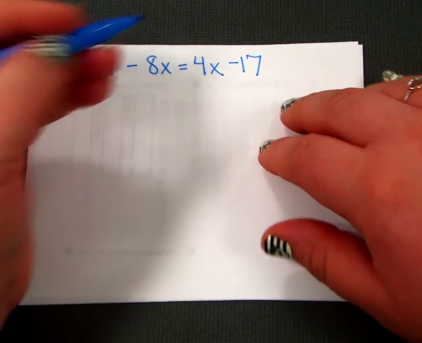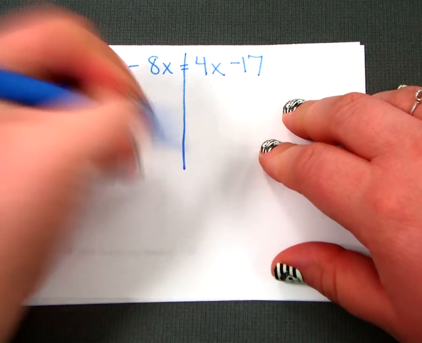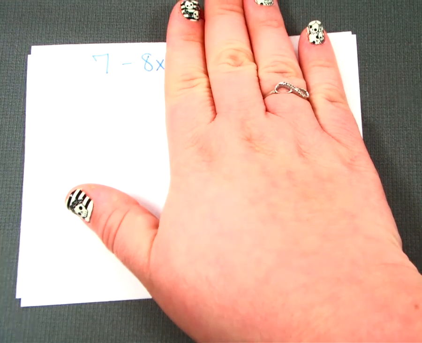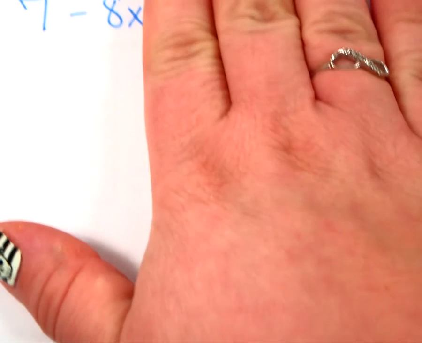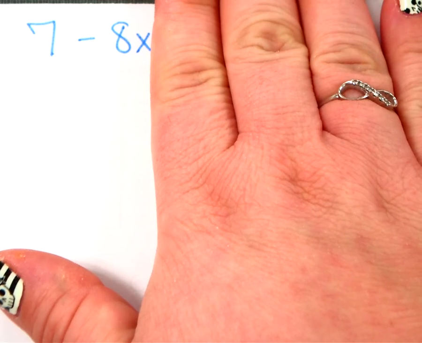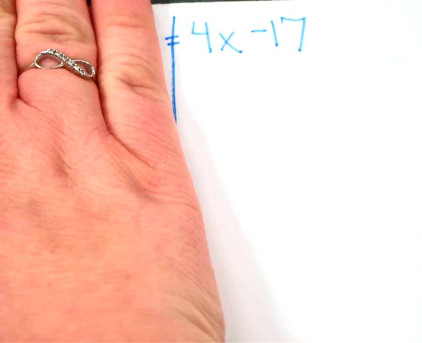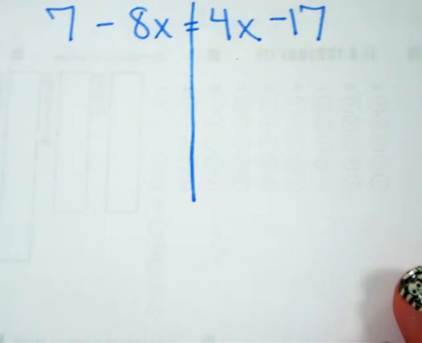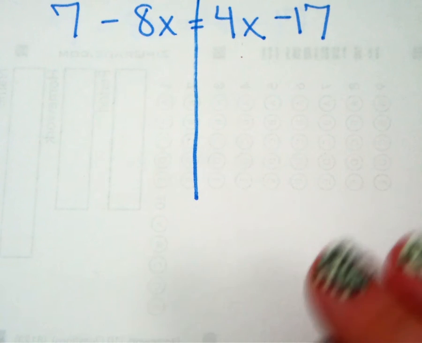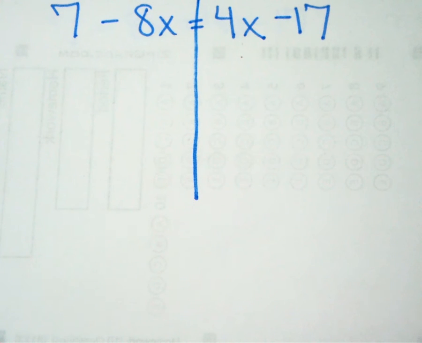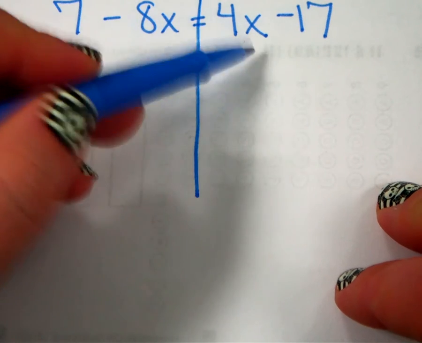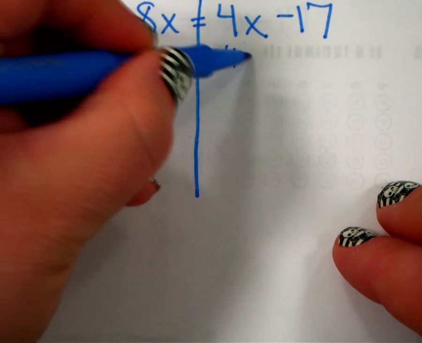So the traditional method first. Remember, I'm checking to make sure that it's simplified on the left. And I'm checking to make sure that it is simplified on the right. Since both sides of the equation have been simplified, I can now move my variables to the left side. That means that I'm trying to get rid of this 4x by subtracting 4x from both sides.